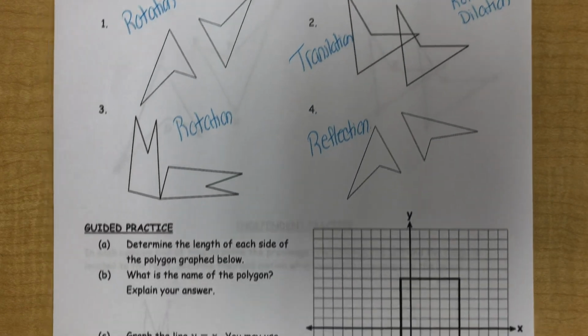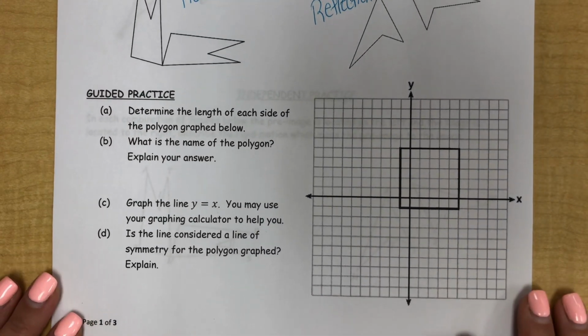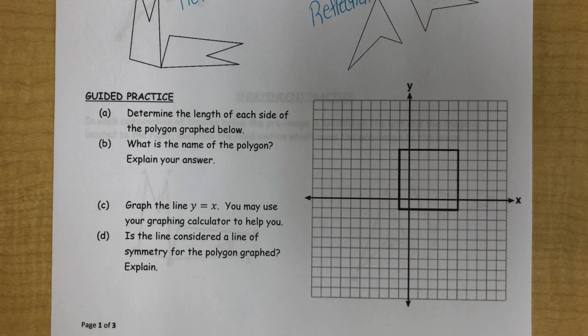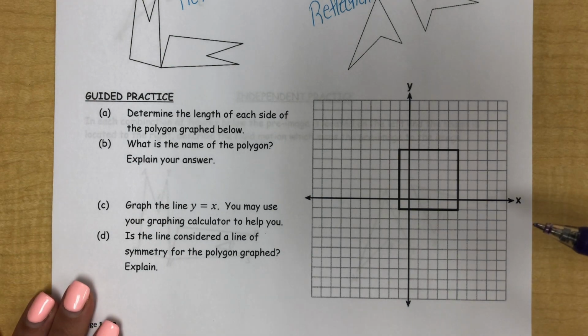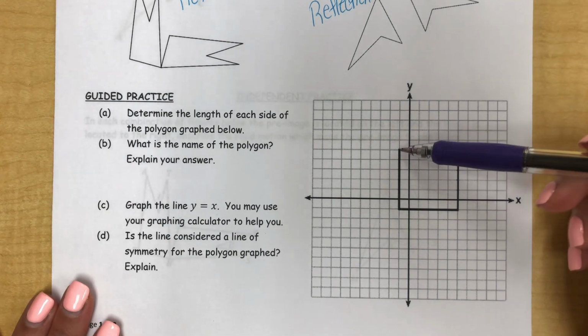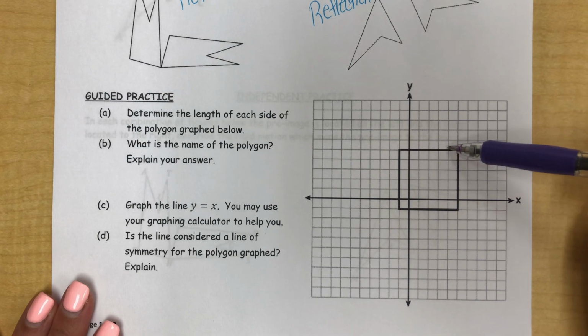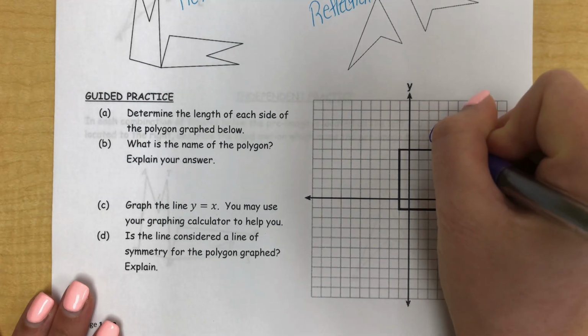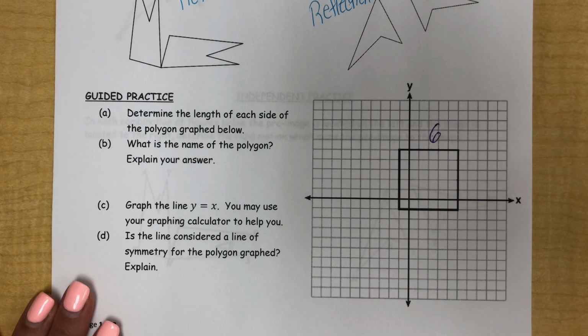Okay. Now underneath, let's get started on the guided practice. So as we read part A, it says determine the length of each side of the polygon graphed below. So this is really nice because it's graphed on graph paper, so I can easily count the boxes to see how long each side will be. So if I look at the top, I'm going to start at the top corner. I'm going to go over 1, 2, 3, 4, 5, 6, and I'm just going to label it on my diagram as 6 units long.